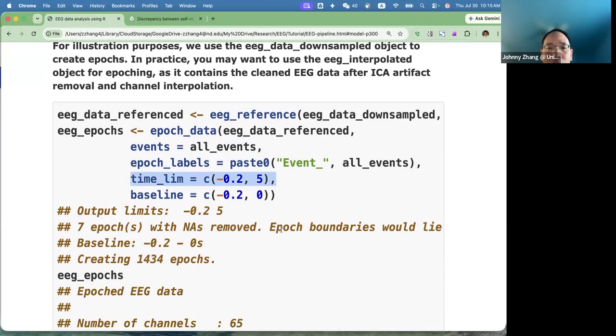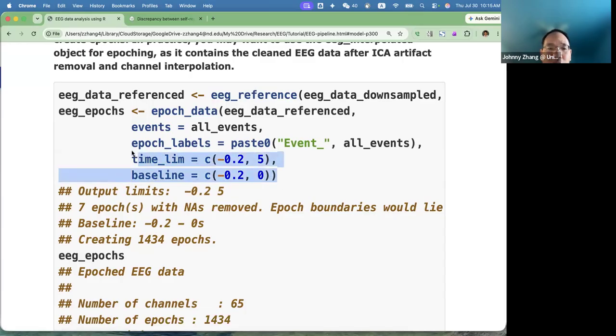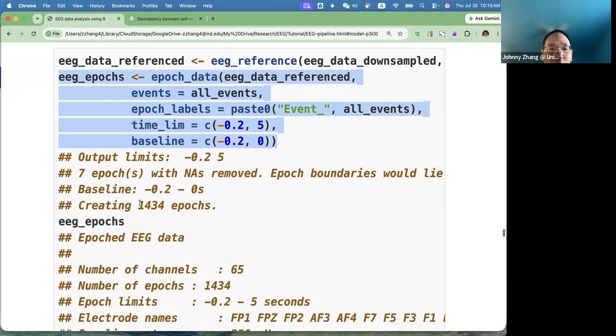You can tell the time period you want to use to create the epoch. Here I use negative 0.2 seconds to 5 seconds, which means 0.2 seconds before the event and 5 seconds after the event. So this part of the signals will be used to form the epoch for each event. And my baseline would be from negative 0.2 seconds to 0.2 seconds, so I can do a baseline correction. By doing this, I basically form the epoch data.